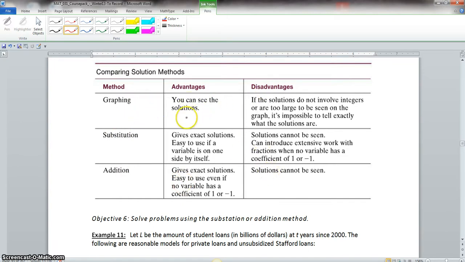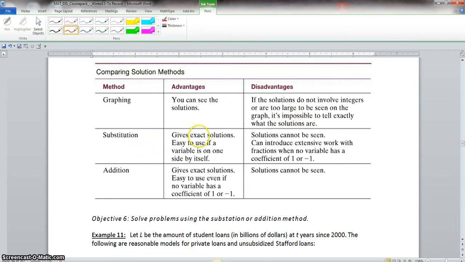With graphing, you can see the solutions. The disadvantage, if the solutions do not involve integers or are too large to be seen on the graph, it's impossible to tell exactly what the solutions are. Remember the last problem we did from 4.1 where the solution was outside of the graph so we could not see the intersection point? That's a major disadvantage, and we won't even talk about if we ended up with decimals or fractions. We wouldn't be able to tell what the answer is by simply graphing.